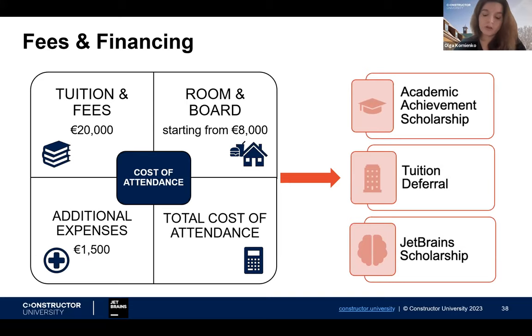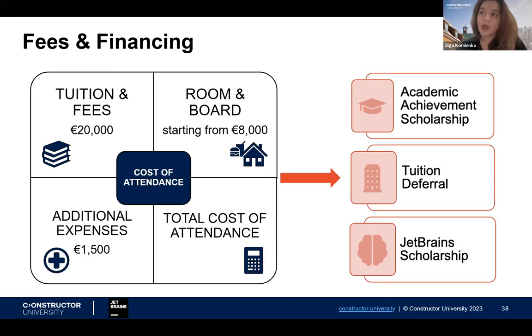It includes everything, room and also meal plan. Usually all our students receive a card where all the money for the meal plan is loaded, and you can pay on campus with this card. Additional expenses are also needed: a semester ticket for the trains in Germany and medical insurance. It's around 1,500 euros. It's also on our website, where you can check the detailed explanation of what this money is needed for. So this is how much our education costs on campus, per year.